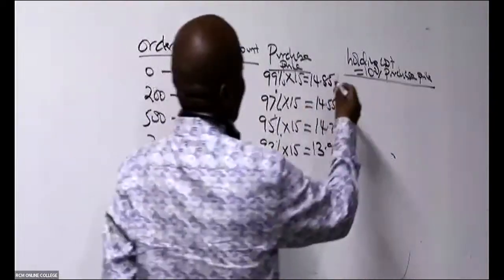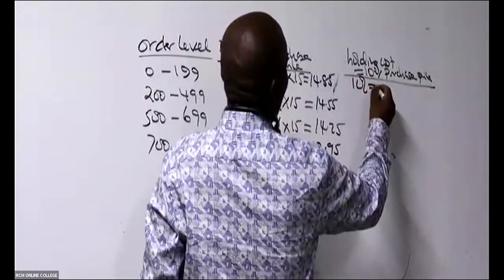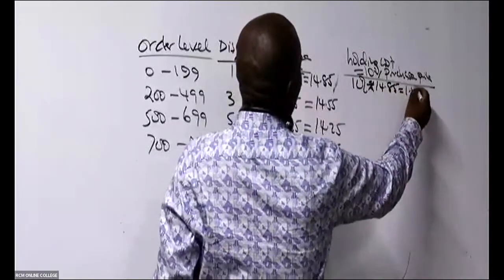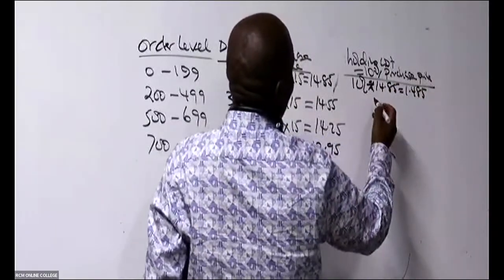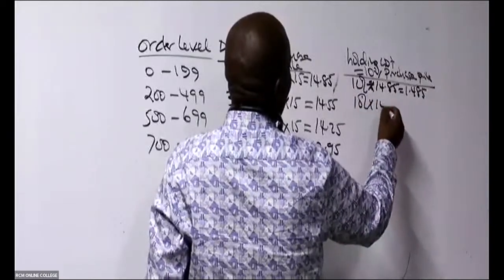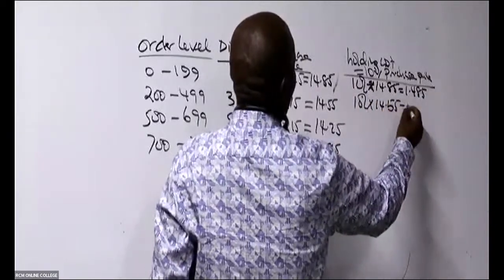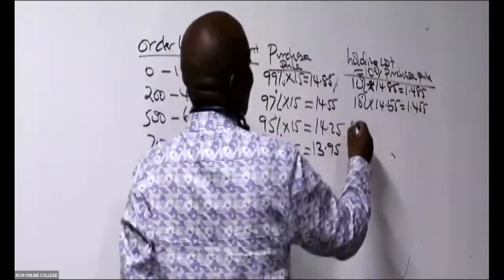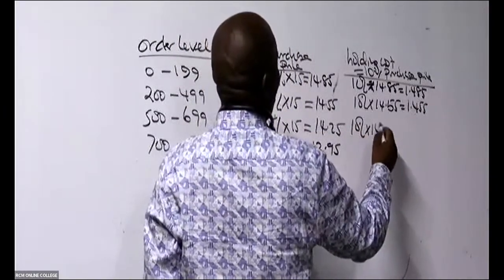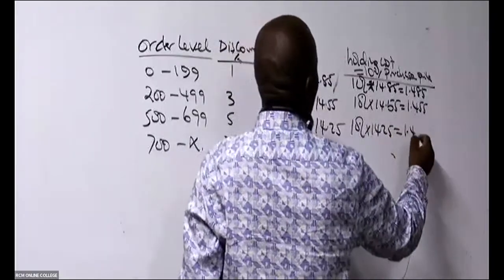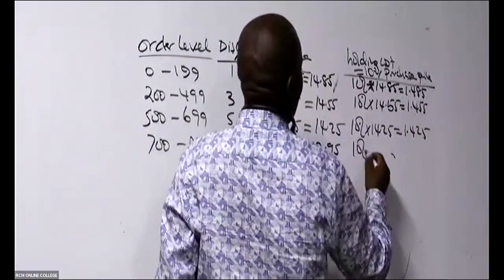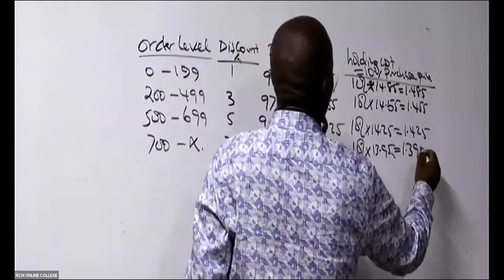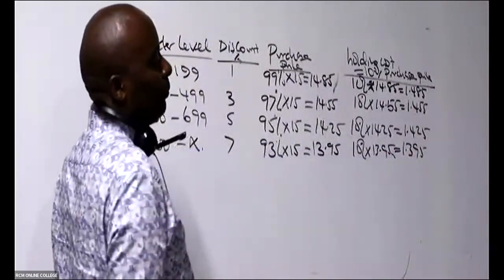So 10% of 14.85 is 1.485. 10% of 14.55 will be 1.455. 10% of 14.25 will be 1.425. 10% of 13.95 will be 1.395, like that.